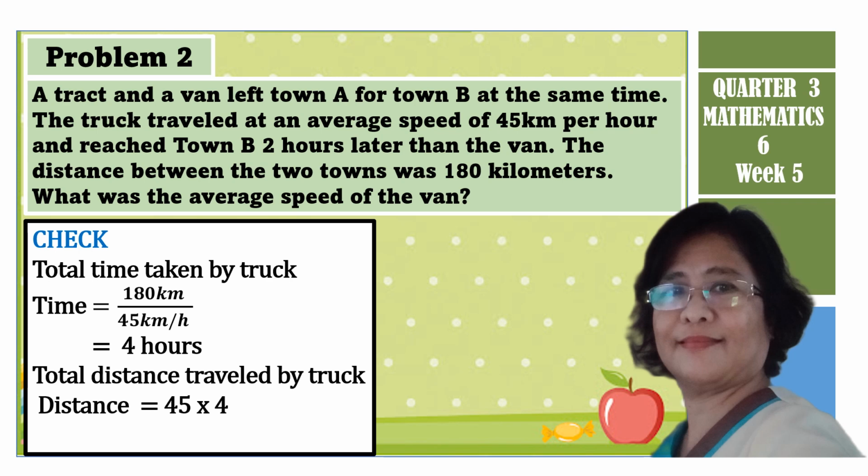And then, let us find the total distance traveled by the truck. To find the distance, the formula is multiplying the speed by the time. So, the speed of the truck is 45 kilometers per hour and it spent 4 hours. Then, multiply 45 times 4, the answer is 180 kilometers. Based on the problem, our answer is correct.